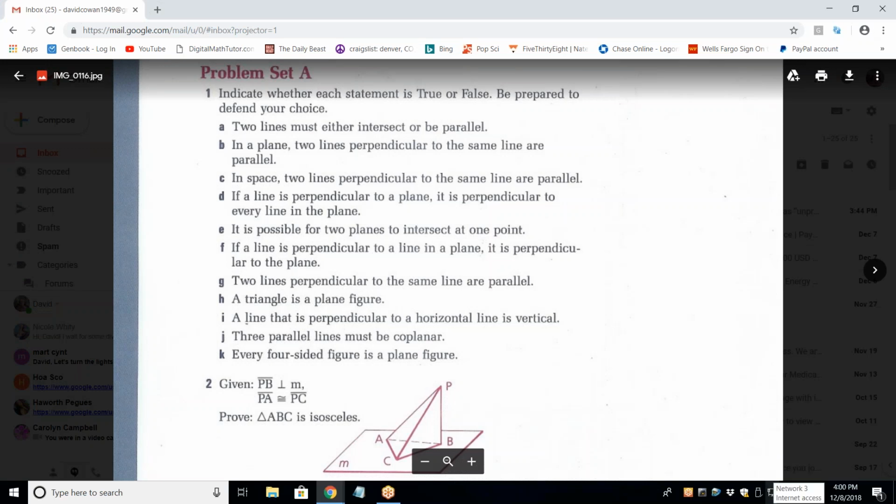Is that better? Do I have the first page opened correctly? Yes. Okay. This is where you want to start.